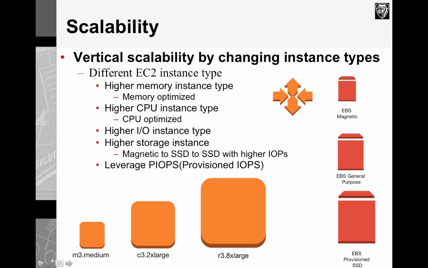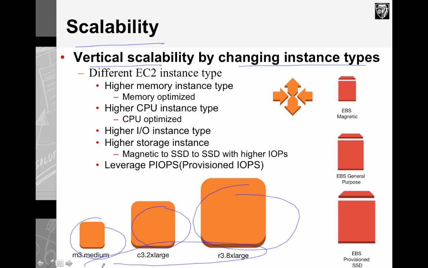In terms of scalability, there are two kinds of scalability. There is vertical scalability and horizontal scalability. Let's look at vertical scalability. Vertical scalability is achieved by changing the instance types. You can go from tiny instance to medium to large to extra large. These are all some of the different instance types that I'm showing you over here. You can choose whatever is applicable to you.